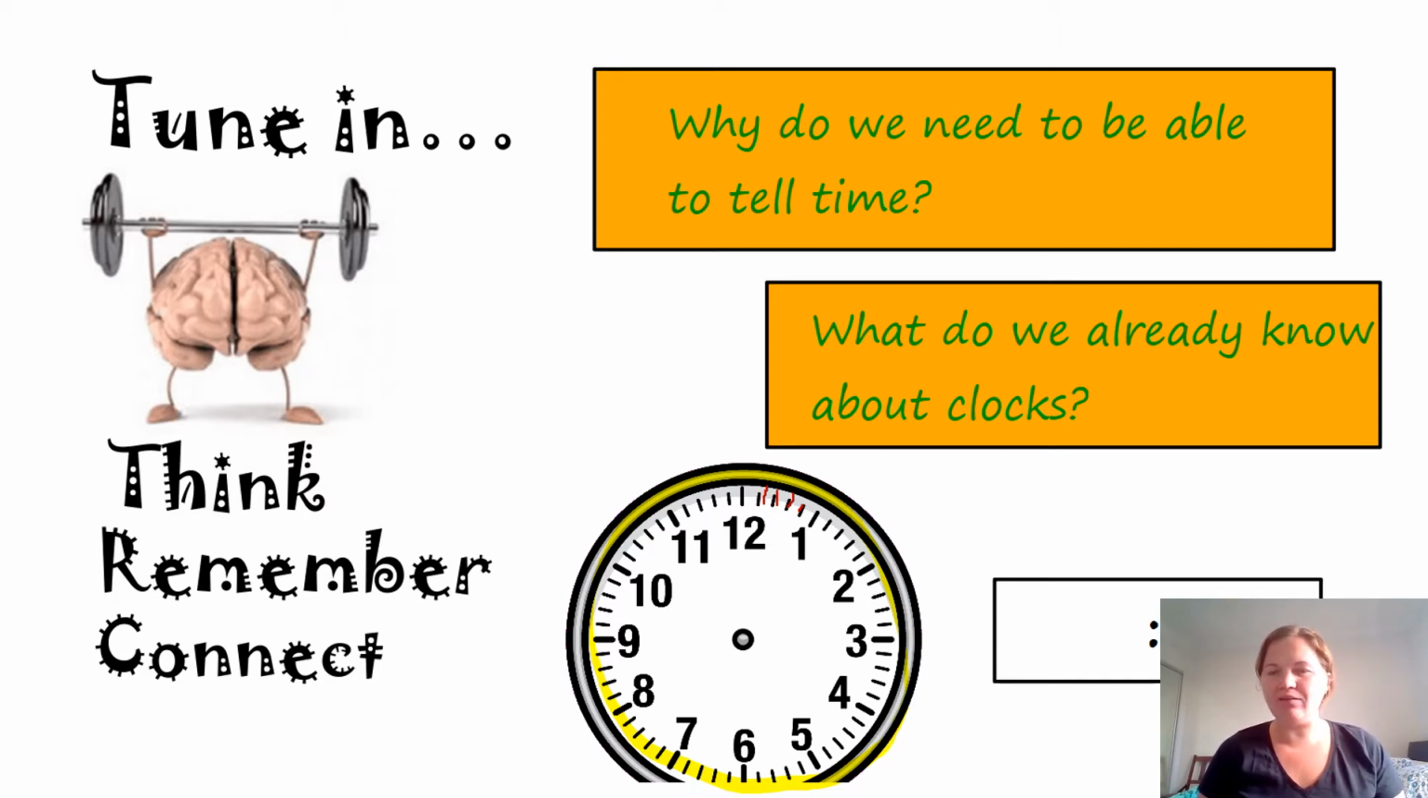We can tell what hour we're working in by using the small hand. The long hand tells us the minutes. The small hand tells us the hours. We can also use a different clock, and this one is over on the side here, and it's called a digital clock, and it uses numbers to tell us what the time is.